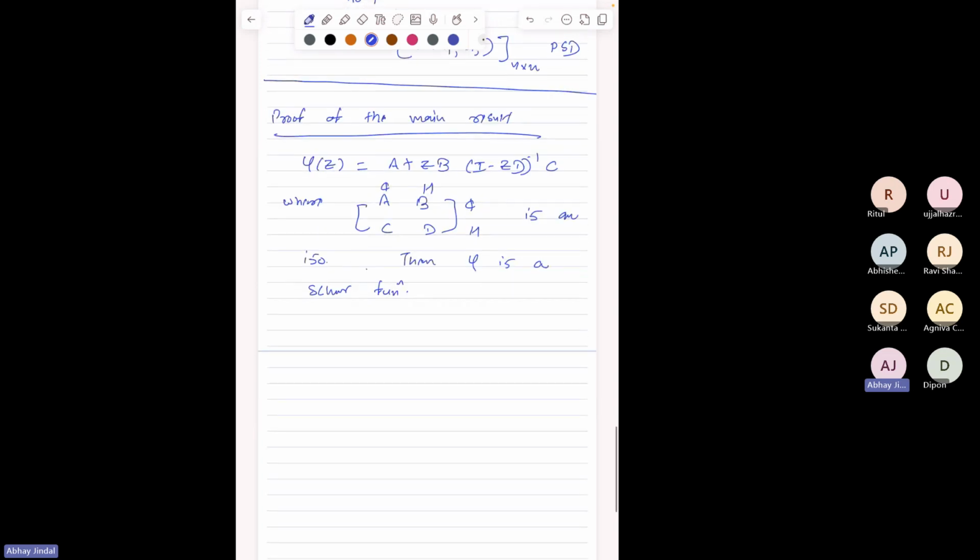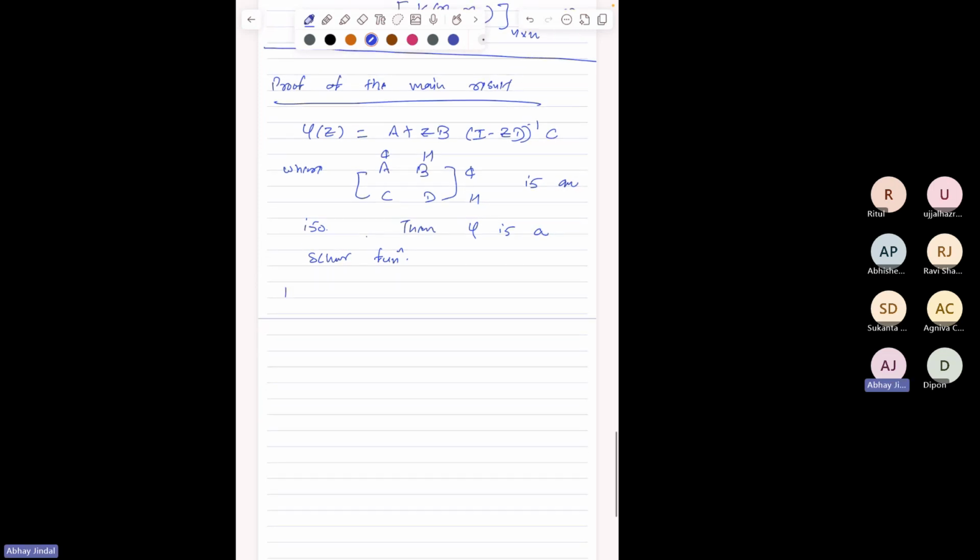We have already talked about how phi is a well-defined holomorphic function on the disk. Now let us compute 1 minus phi z bar phi z. Well, before that, it will be good to note down some conclusions from the fact that V is an isometry.